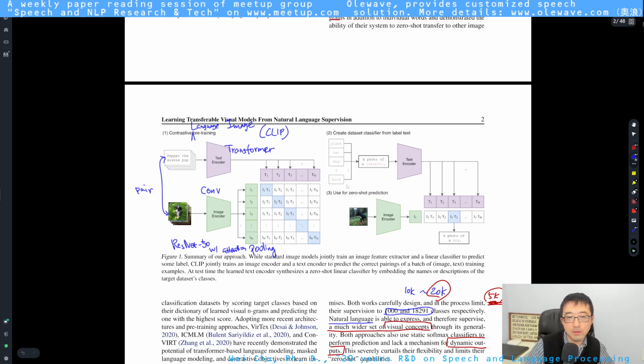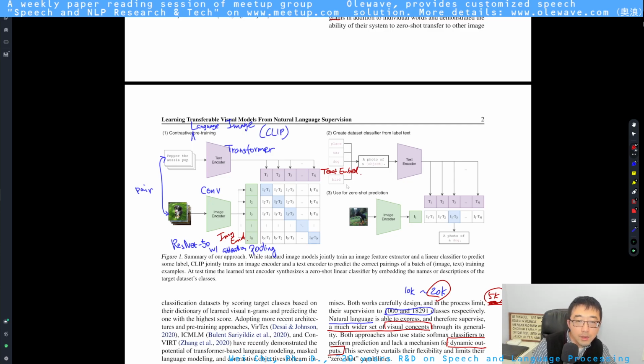And then after you get a transformer, you get an embedding of the text, all right? And then also you get the embeddings of the image. Sorry, I should draw something. This is the text embedding. And then this is the image embedding. Okay. Then what next?